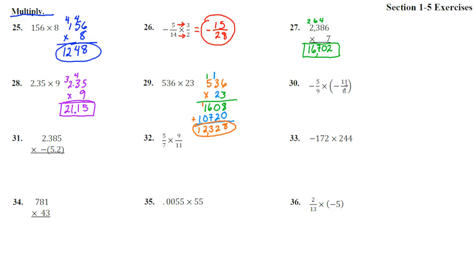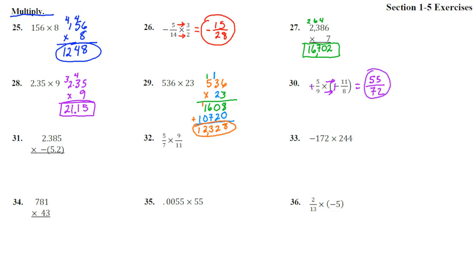Negative 5/9 times negative 11/8. So we have negatives and fractions. Again, with fractions, multiply straight across the top, straight across the bottom. 5 times 11 is 55. And 9 times 8 is 72. And a negative times a negative is a positive. So these actually cancel each other out. Other direction of the other direction is positive.